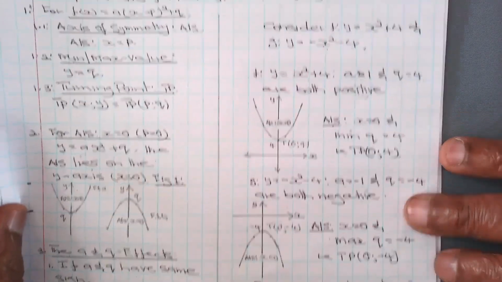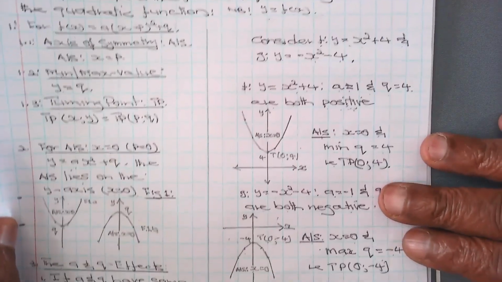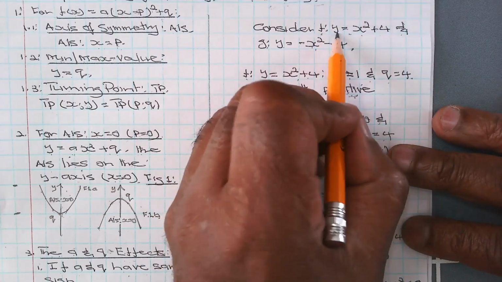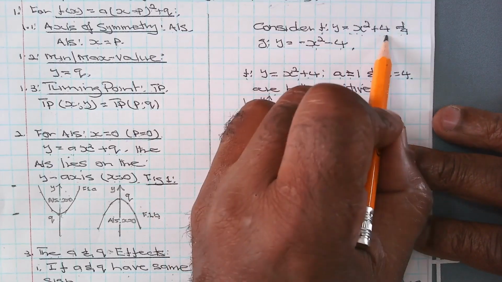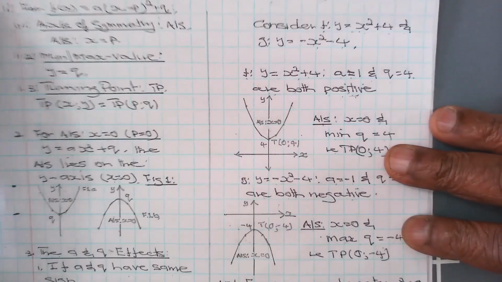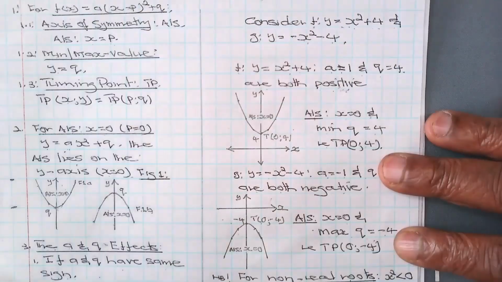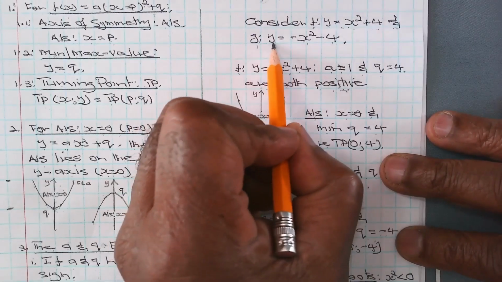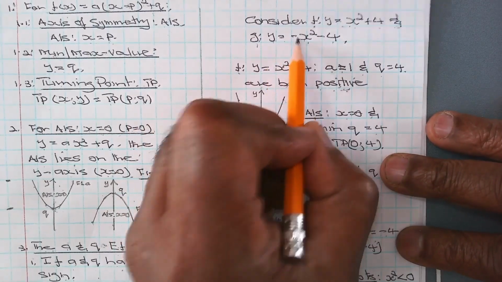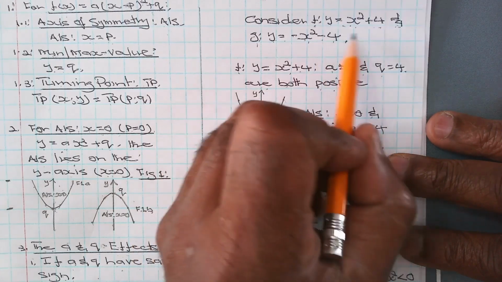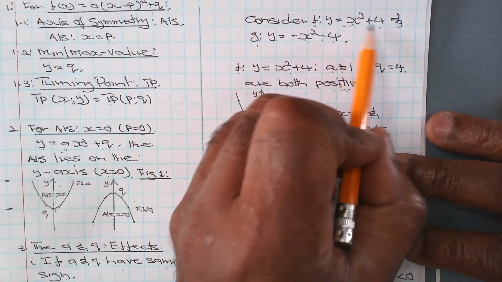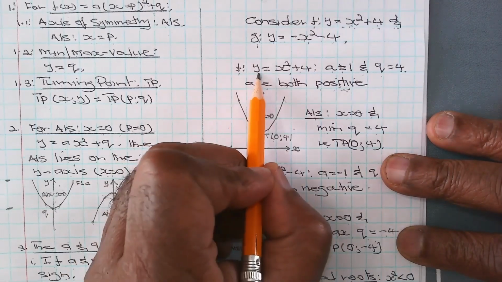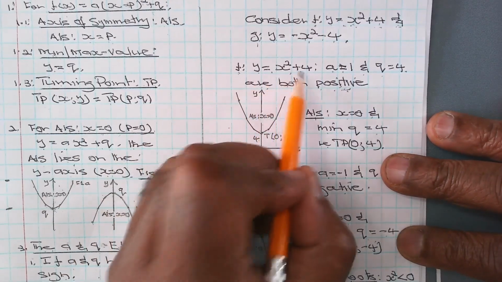Now let us consider the graph of f, which is y = x² + 4. I'm calling it f because we have two graphs, f and g, where g is y = -x² - 4. f is positive x², positive 4. Now we start with f, which is y = x² + 4.